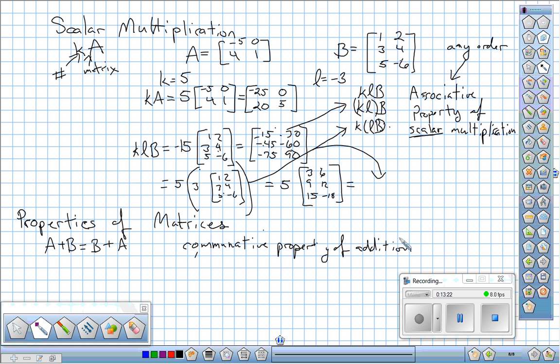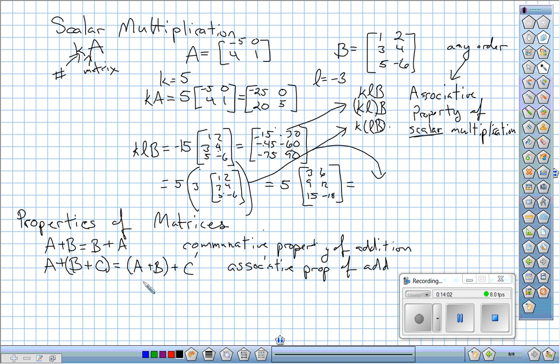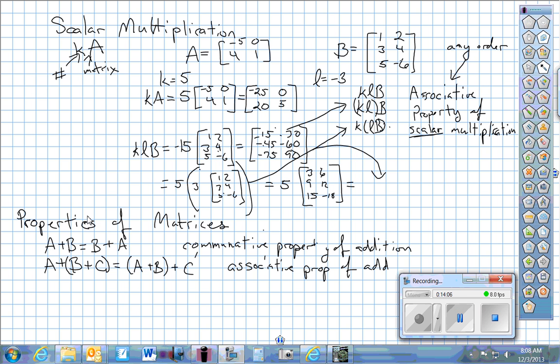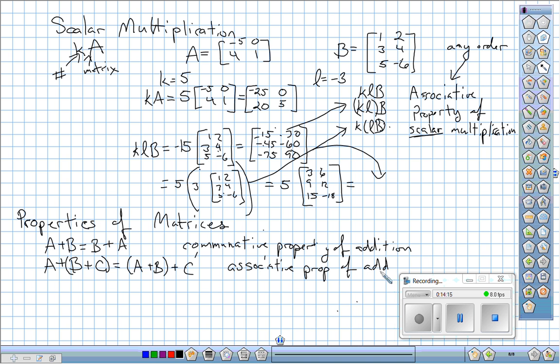Okay, your next one is the associative property of addition, which means that if I had three matrices, remember that our order of operations tells us to do stuff in parentheses first. So I could add B plus C first, or I could add A plus B first. It doesn't matter as long as they stay in the same order, ABC. So that's the associative property of addition. What we usually do is just add all three of them at the same time. That's okay too. However, we do have to be really careful with matrices to keep things in the same order that we write them.